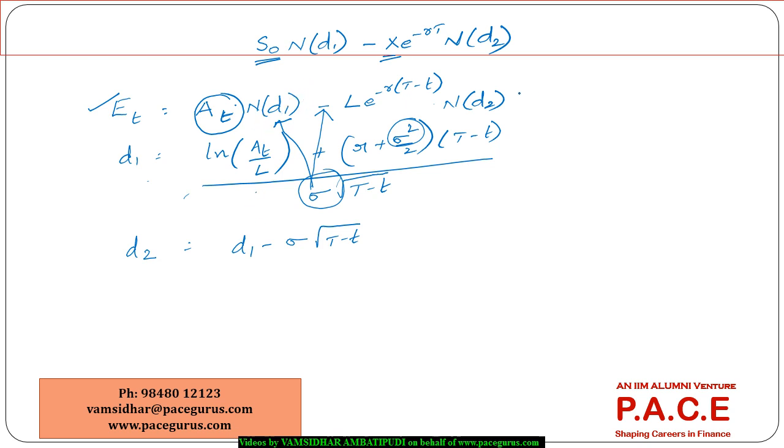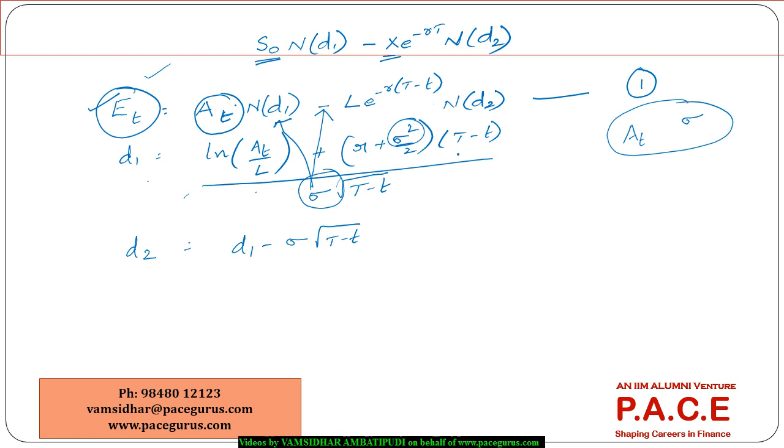But the only thing is, this is one equation. I don't have a second equation. I have two unknowns: A_T is unknown, sigma is unknown. But E_T is known because we are observing the value of the equity in the marketplace. So this option pricing model gives me one relationship between E_T, A_T and sigma. But I need one more relationship, because I can't solve for two unknowns using this one single relation.